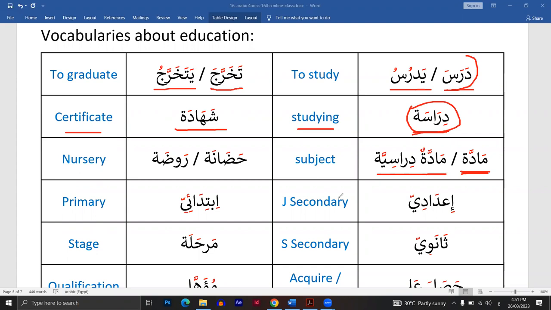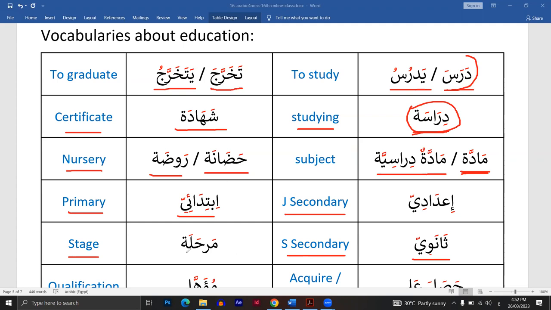Okay. Then we have the three main levels of education. We have the nursery stage. We have two vocabularies for that, hadana or rawda. Both of them mean nursery. And then we have primary, ibtidai. And then junior secondary, i'dadi. And then senior secondary. I'm talking about the stages or the levels of education, the basic education levels. Thanawi. This is equivalent to high school. And then stage means marhala.